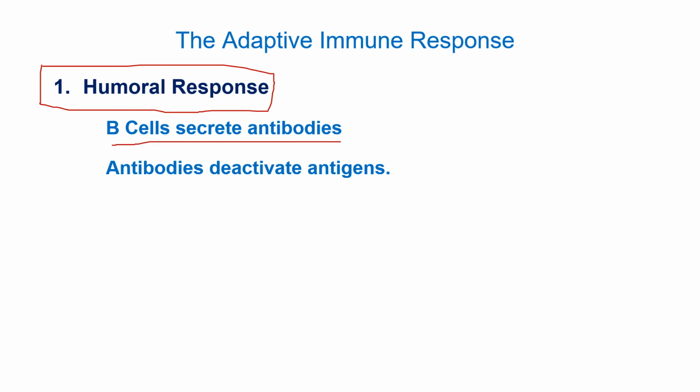And I always remember this because humoral, humor is an old word meaning blood. So B for bone marrow, or you can think of B for blood. So in this case here, the humoral response is going to involve these B cells. And these B cells, you can see here, they secrete antibodies, and the antibodies are going to do their thing. So we'll talk about that in a moment.